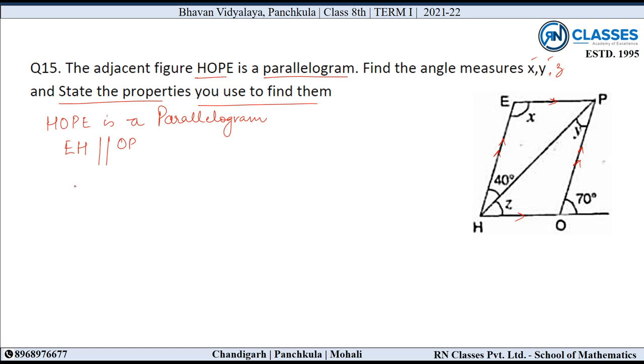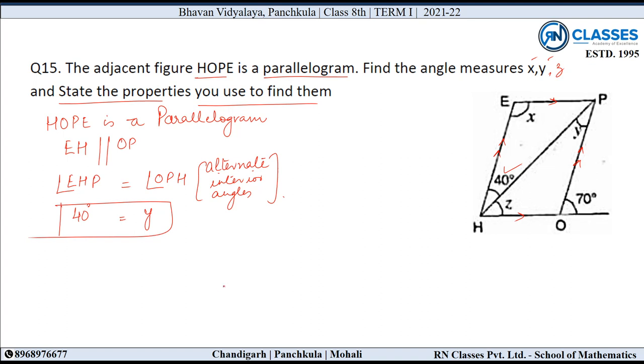Then angle EHP is equal to angle OPH. Why? These two angles are equal because they are alternate interior angles. Okay, one thing I directly got. EHP is 40 degrees, given. Look here, 40 degrees is given. OPH is Y. So I got Y, 1 mark in my bag. Good. Now let's move to the next.